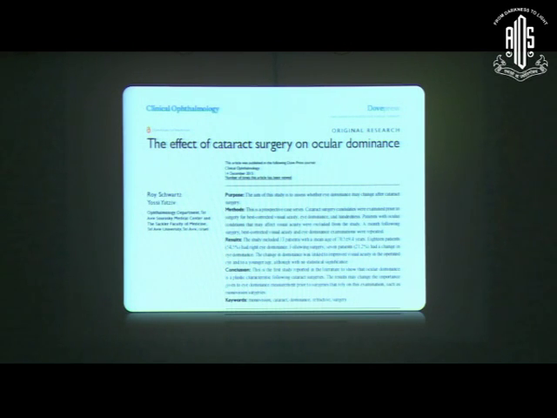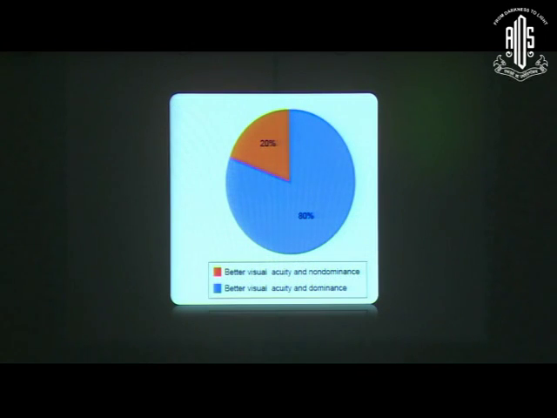Well, it's interesting again that when you have somebody who comes to you for cataract surgery and you look for dominance, 80% of patients actually have the eye in which the better vision is present as the dominant eye, whereas only 20% of them have the eye which has a worse visual acuity as the dominant eye.